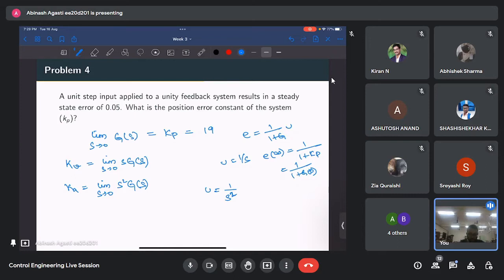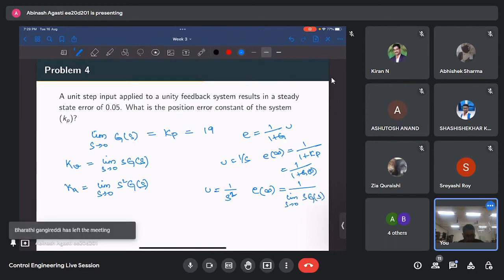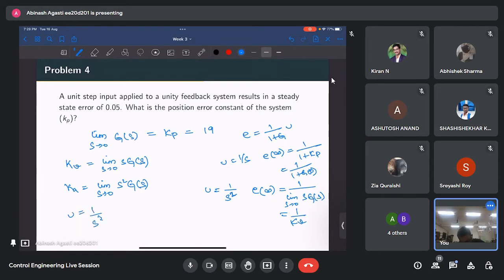So if I give a ramp input, then error will be 1 by limit s goes to 0 s into G of s. So this is just 1 by Kv. And similarly, if I give a parabola, that is, I am telling the system to track a constant acceleration, so that it will track a fixed parabolic position value. So E infinity is 1 by limit s goes to 0 s square G of s, right?